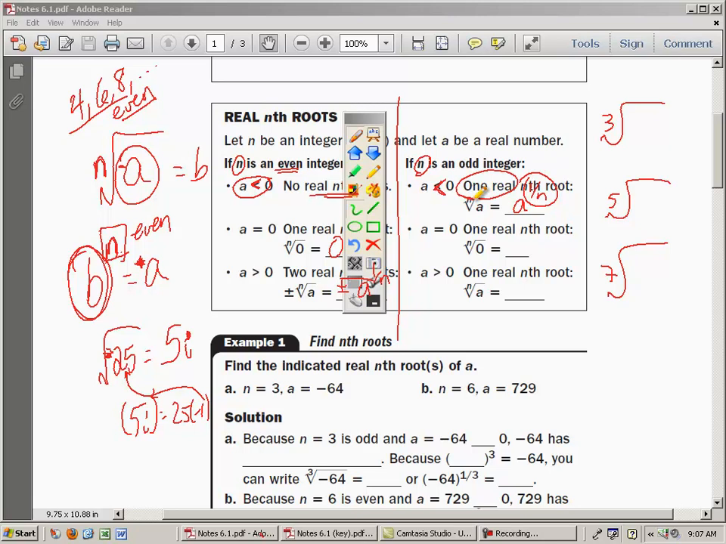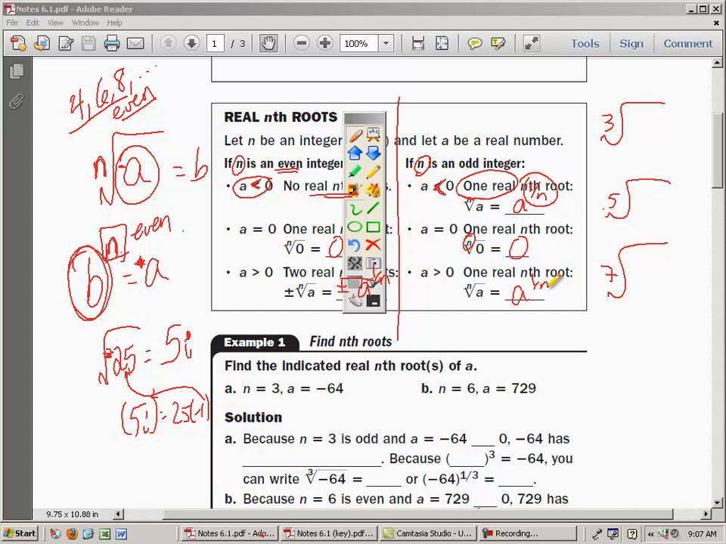If it's a equals 0, well, the nth root, odd or even, basically, what number do you multiply by itself a whole bunch of times, whether it's even or it's odd, and get 0? It has to be 0. And then finally, if it's positive, we also get one real root. It's a to the 1 over n.